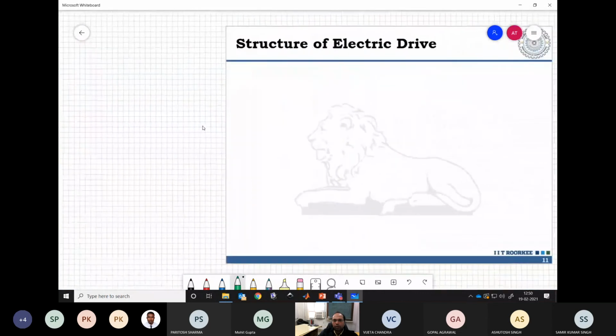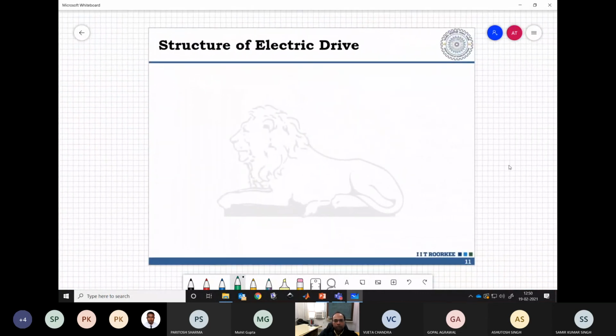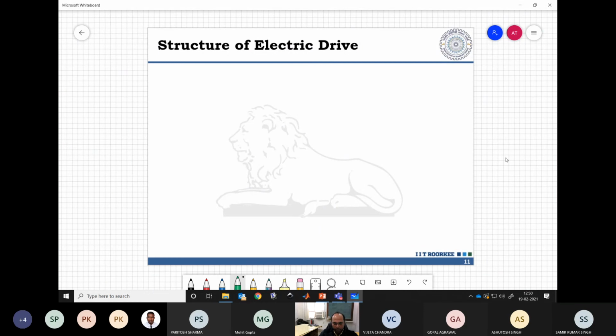Now moving to the last section of today's lecture. So we have the electric drive. Then what do we mean by electric drive? When we say that we are working on electric drive, what are the different components or sections on which we are actually working? So when we say electric drive, certainly we have a motor. There is no doubt about it. And we have a load attached with that.